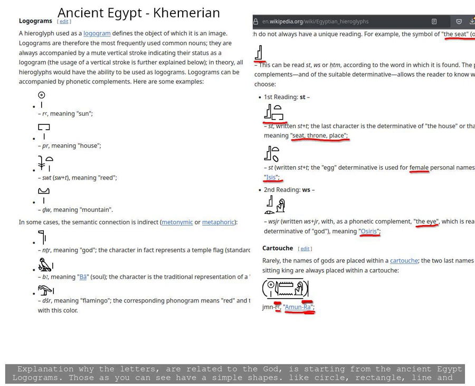The explanation why the letters are related to the god starts from the ancient Egyptian logograms. Those, as you can see, have simple shapes, like circle, rectangle, line, and others, and the meaning is changing due to the shapes and combinations.